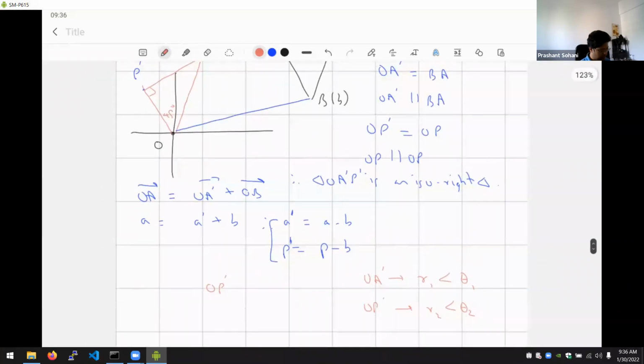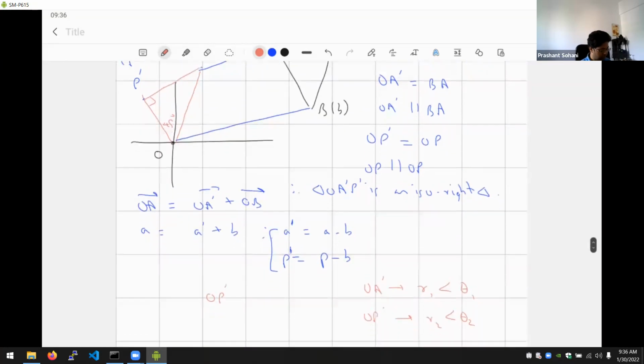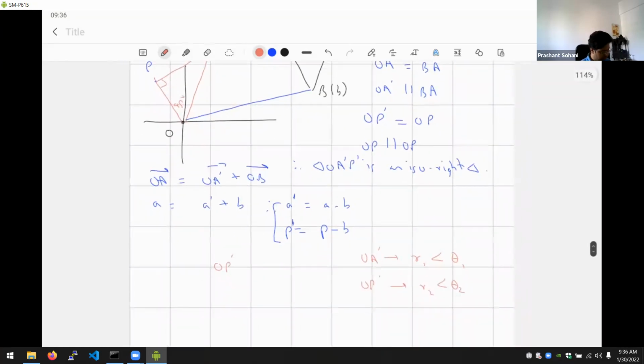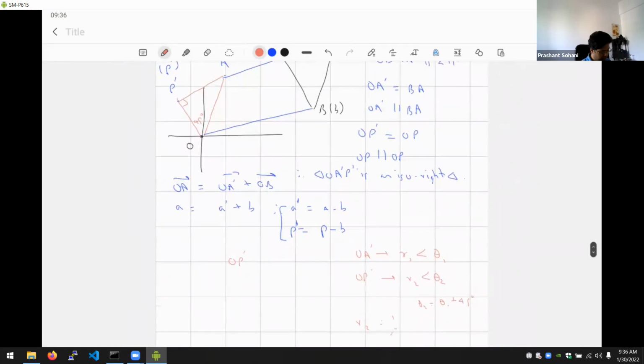Then we know from the polar interpretation that OP dash will have an argument of 45 degrees plus angle OA dash. So for OP dash, this angle theta 2 will be theta 1 plus 45 degrees, and the distance R2 from the origin will be 1 by root 2 times the distance R1. In other words, from OA dash I can obtain OP dash by multiplying with a suitable complex number whose angle is 45 degrees and magnitude is 1 by root 2.